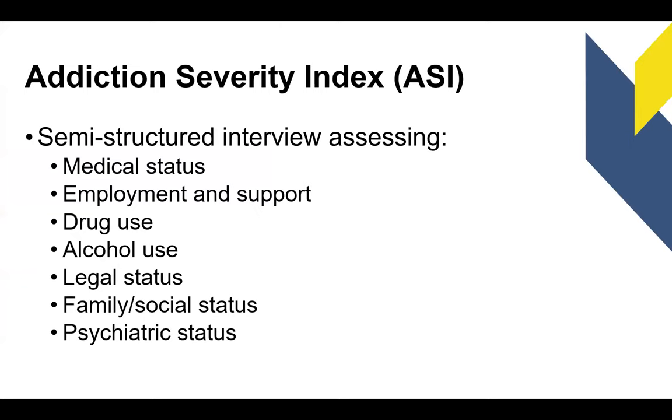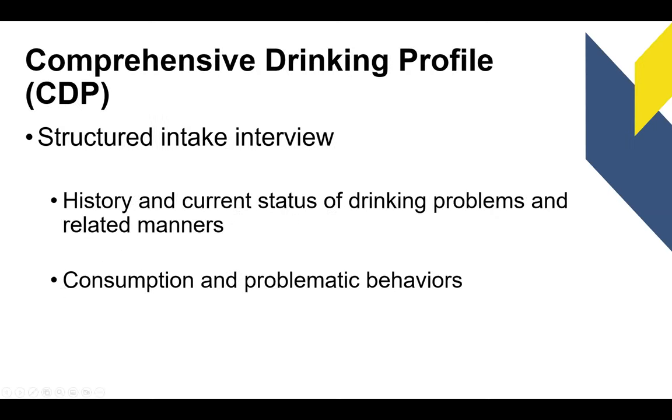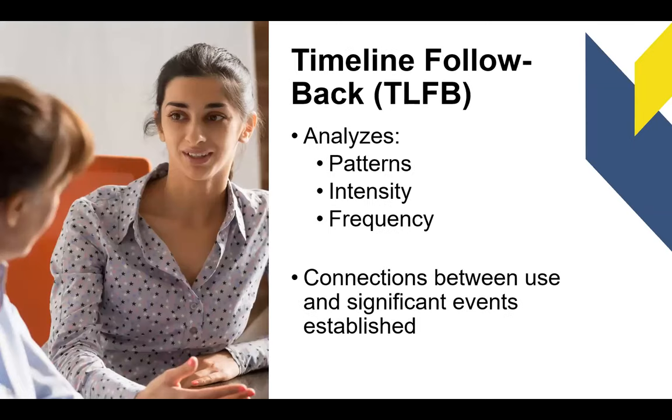Let's look at some assessment tools briefly. Again, I'm not going to go through these, but there's the ASI, the Addiction Severity Index. I know this can be used as a primary assessment tool. I think AccuCare utilizes this in a lot of the tribal agencies, and I think it's utilized with other entities as well, outside of tribal entities or systems of care. There's the comprehensive drinking profile. There's the timeline followback, the TLFB.